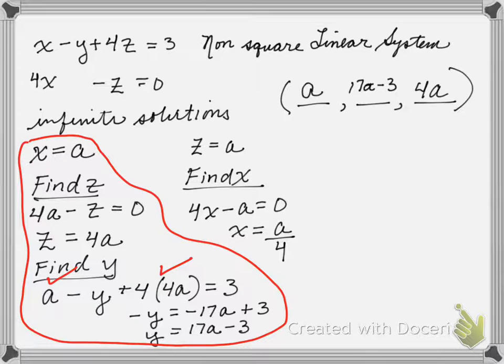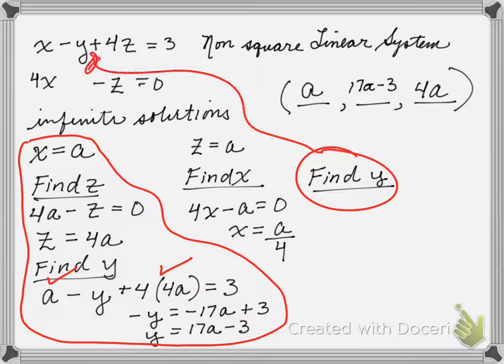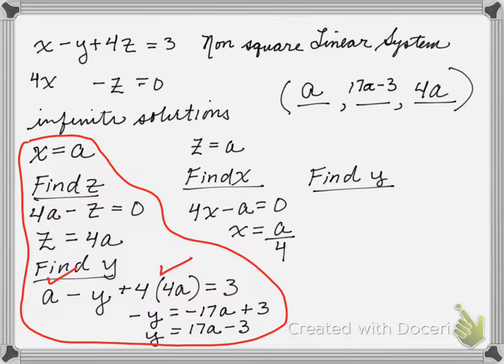And then we would go on to find y. We found x and z, so we're going to find y, and again we're going to substitute for x and z into this equation to find y. Alright, so there's the equation that I want to solve for y.